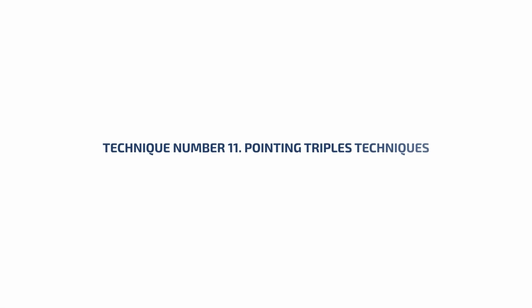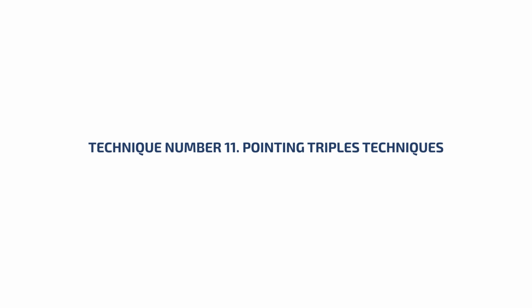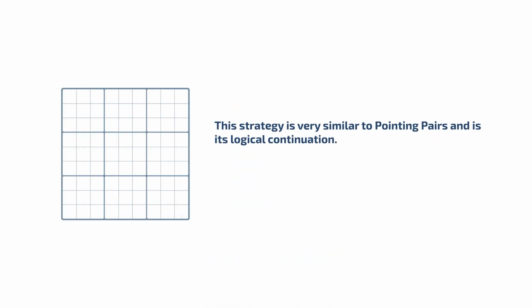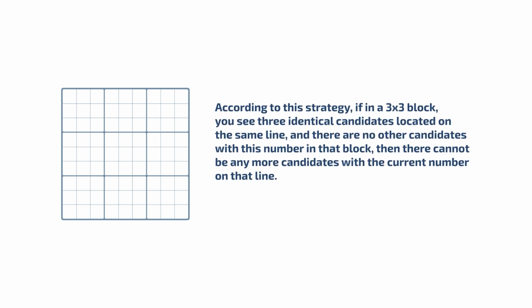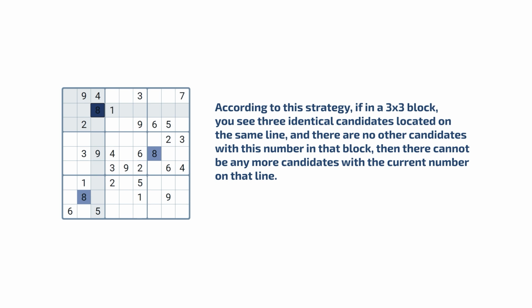In this lesson, we will discuss the useful strategy called pointing triples. This strategy is very similar to pointing pairs and is its logical continuation. According to this strategy, if in a 3x3 block, you see three identical candidates located on the same line, and there are no other candidates with this number in that block, then there cannot be any more candidates with the current number on that line.